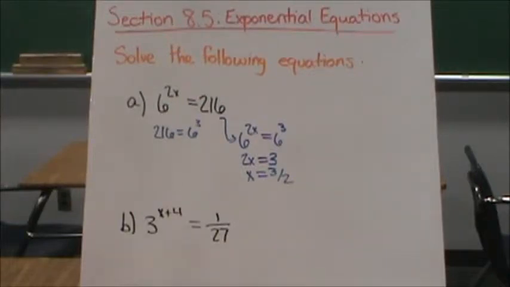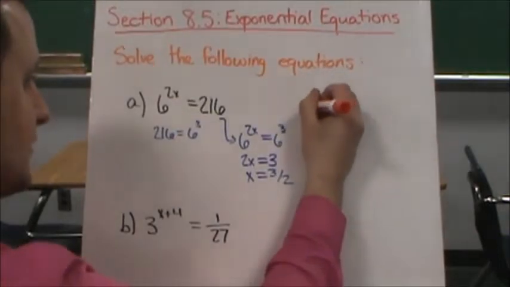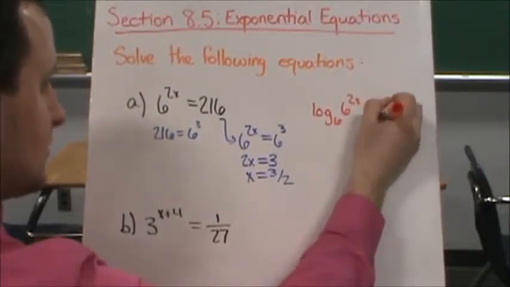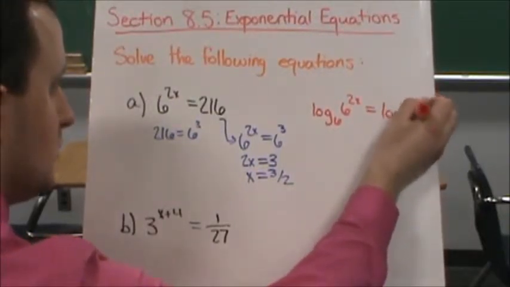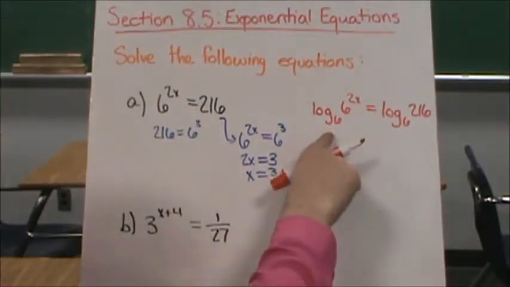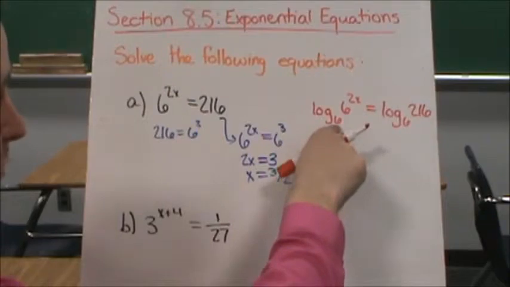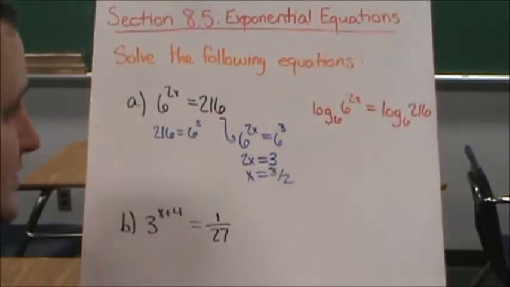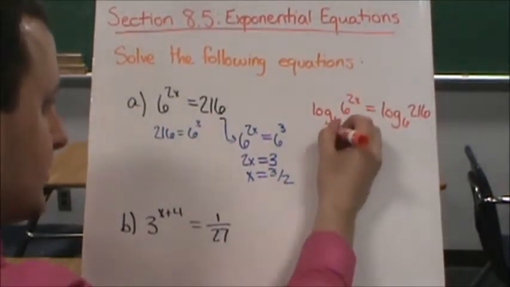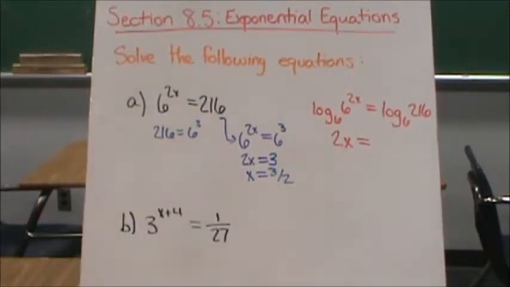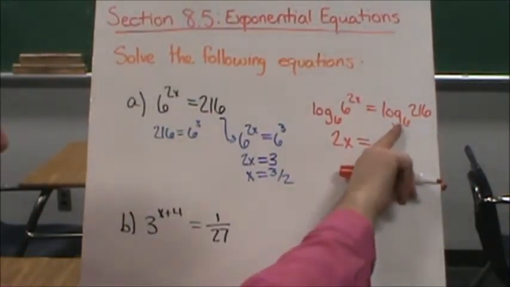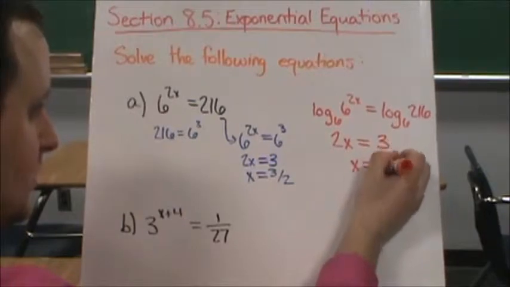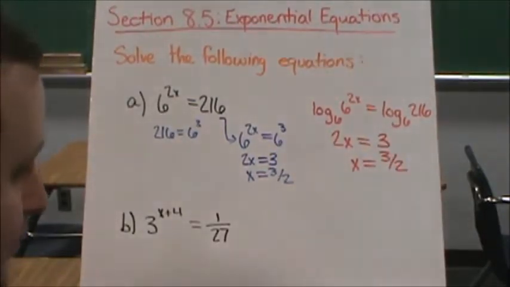Likewise, you could have taken the logarithm of both sides. You could have taken the logarithm base 6 of 6 to the 2x equals log base 6 of 216. But when you take the logarithm base 6 of 6 to the 2x, remember that property: if you have a base a to some power x, then the logarithm and the exponential part cancel, and you're left with 2x. And then after you evaluate the right side, log base 6 of 216, you would get 3, and x would equal 3 halves after you divide both sides by 2.